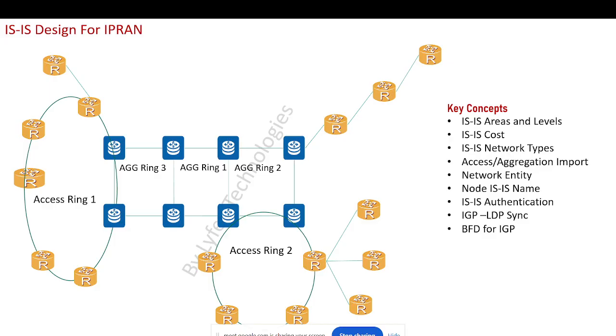We have the access and aggregation route import. So once you split your network into different access and aggregation rings, definitely you need to achieve communication among different nodes. So that's where we are now bringing in the idea of aggregation and access route import between the two processes, 2 or 3. The network entity, you need to know how to generate, and then ISIS name, ISIS authentication, IGP-LDP sync, BFD for IGP. So these are the key concepts that we discussed in our last 2 sessions.